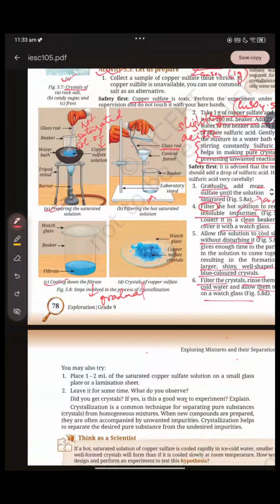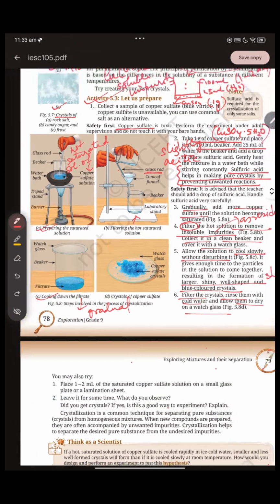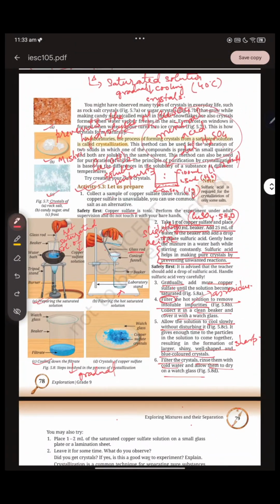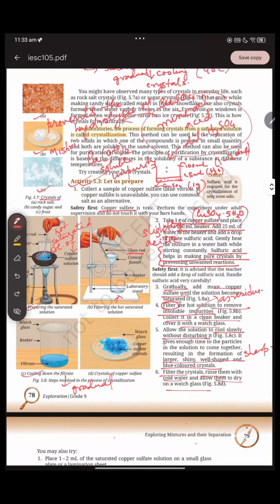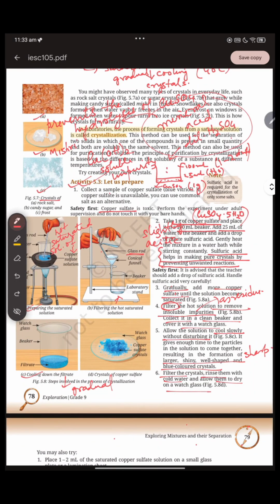So here, did you note one thing, that dilute H2SO4 is added? Why is it added? In order to make the medium slightly acidic, in order to remove any unwanted impurities, in order to prevent the hydrolysis of copper sulfate and prevent the formation of copper hydroxide. These all points are there.